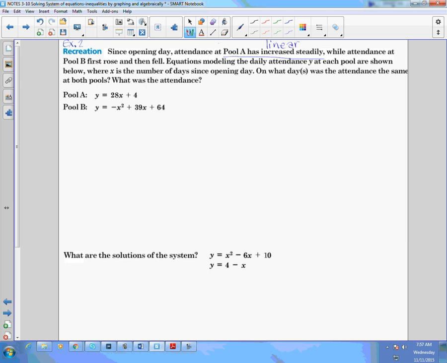Now, attendance at Pool B rose first and then fell. What type of function is Pool B? A quadratic. A positive quadratic? Negative, because it rose and then fell. Concave down. So that's important, so write those two down. So A increased steadily, B rose and fell.